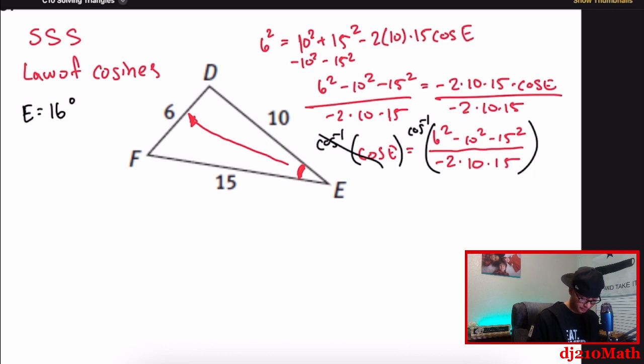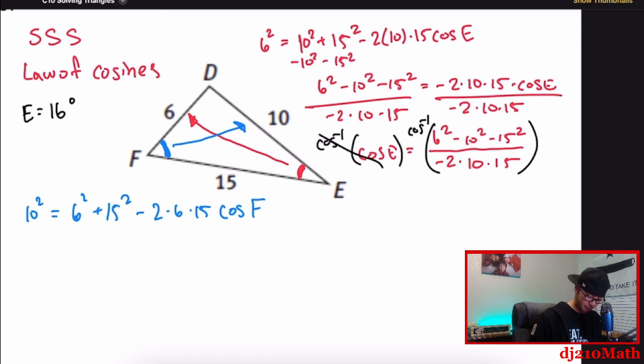And 10 is across from it. So 10 is going to be like my little c. So 10 squared is equal to the other 2 sides, 6 squared plus 15 squared minus 2 times 6 times 15 cosine of F.